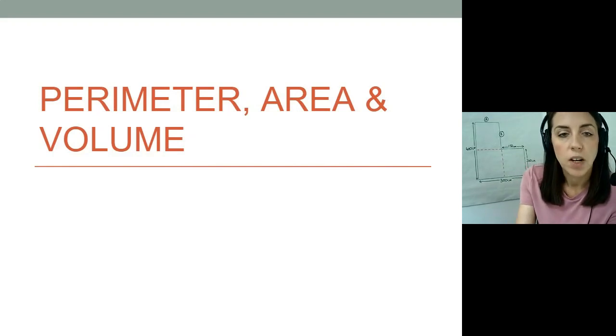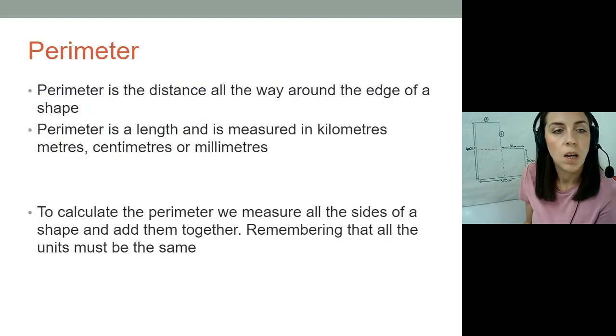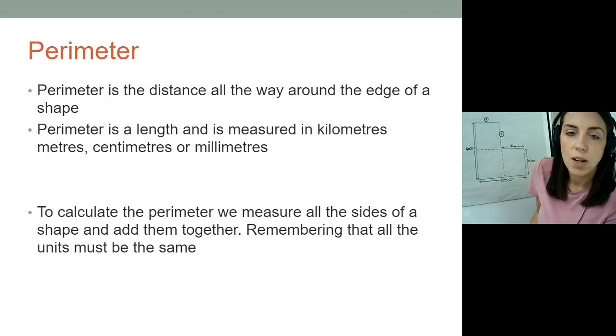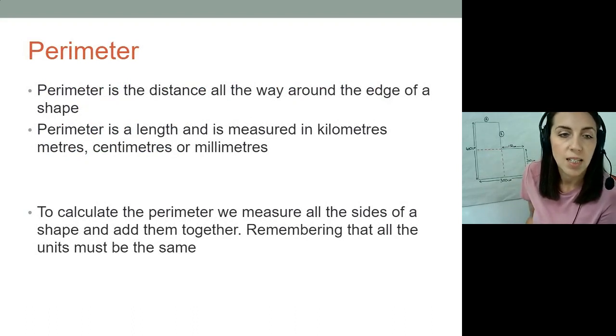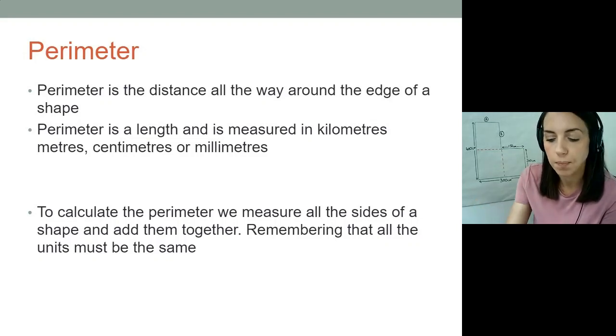So as I said, we're going to cover perimeter, area and volume today. We're going to start with perimeter. So perimeter is a distance all the way around the edge of a shape. Perimeter is a length and is measured in kilometres, metres, centimetres and millimetres. To calculate the perimeter, we measure all the sides of the shape and add them together, remembering that all the units must be the same.